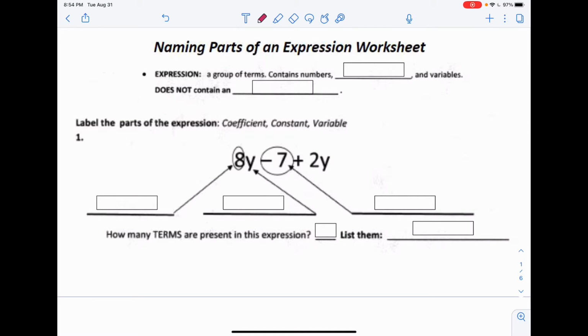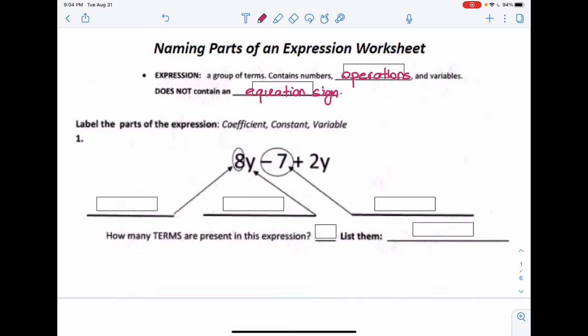Everyone! Today's lesson is about naming parts of an expression. An expression is a group of terms, and contains numbers, operations, and variables. It doesn't contain an equal sign. Let's check out some examples.